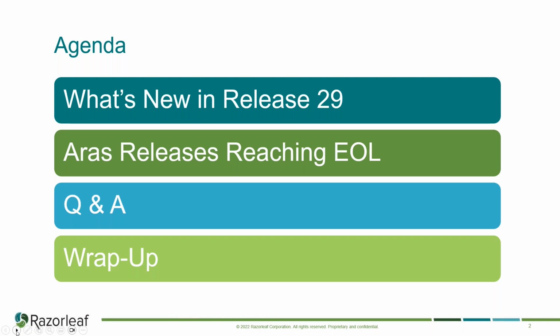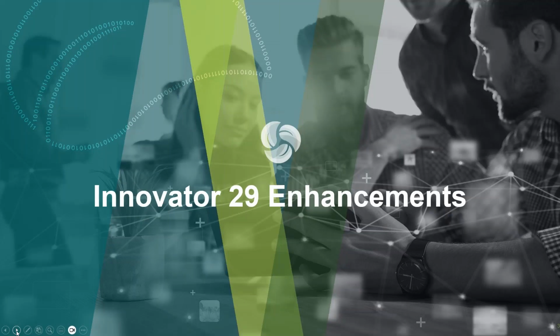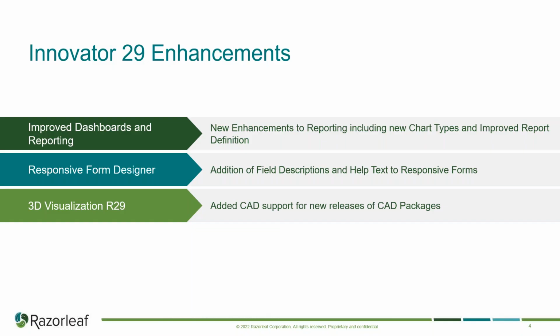Alrighty, so 3 key things got introduced with Innovator 29. The first 2 are 2 new updates to 2 applications within the system. That's going to be the Aras reporting and also 3D visualization. So when it comes to dashboards and reporting, there's a few new chart types that have been introduced, those being line charts and also stacked bar and column charts, sorry. Alongside that, there's some new tools to help you fancy up your reports, make them look a little better, and also kind of improve the usability of your reports as well.